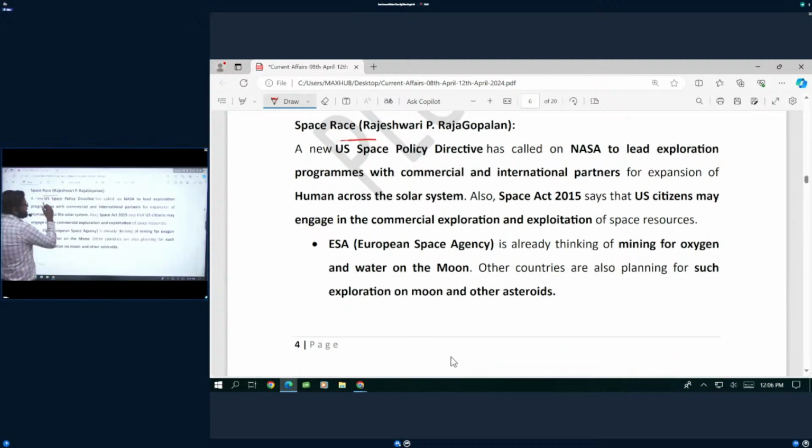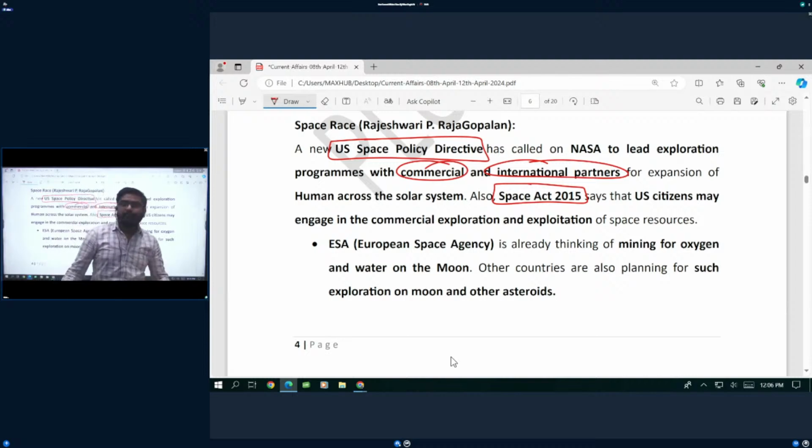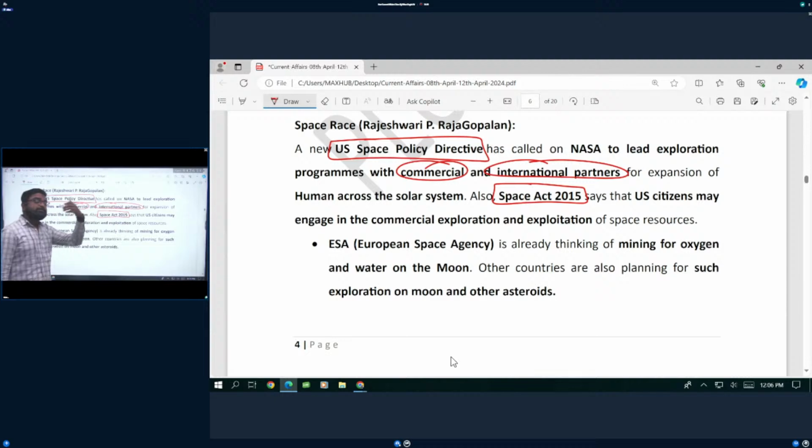The US has a space policy directive and also the Space Act 2015. Under this, the USA has commanded its agency NASA to lead exploration with commercial and international partners. That is, under this directive, the US government has asked NASA to help the private sector, like SpaceX, reach exploration. Understood? So please remember USA is doing this.